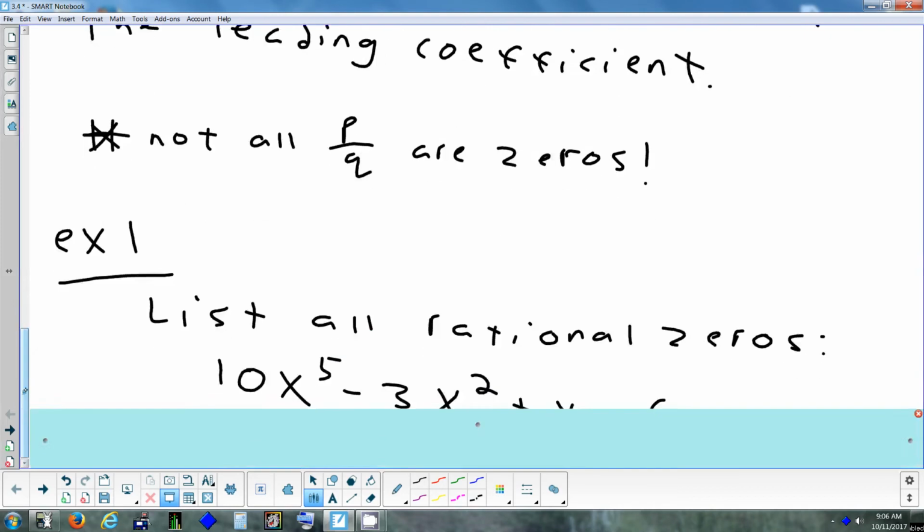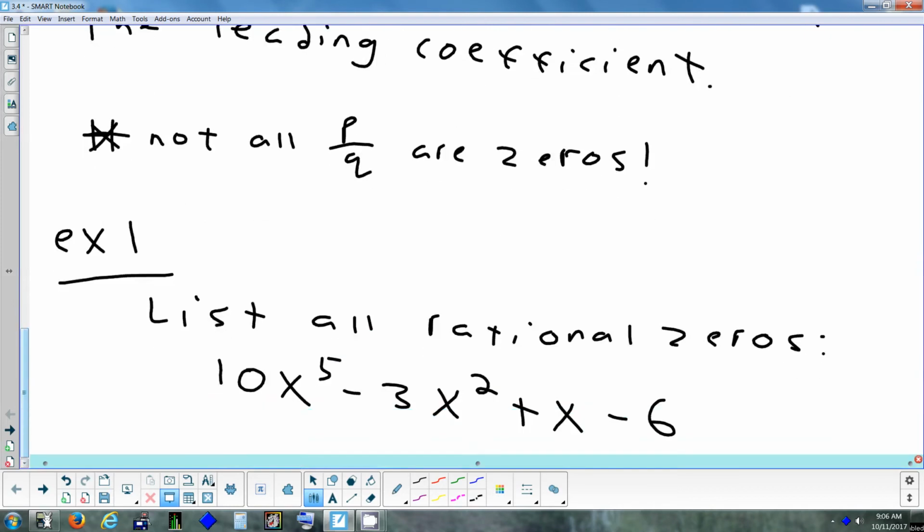Okay, so what we're going to do in this one is make a list of possibilities. I want to make a list of what the rational roots could be. Right, so after we make a list of options, then we'll use the calculator to help us narrow down which one of those options actually work.